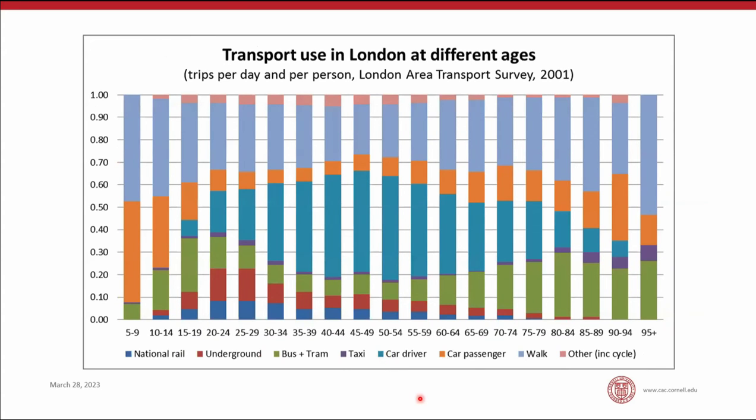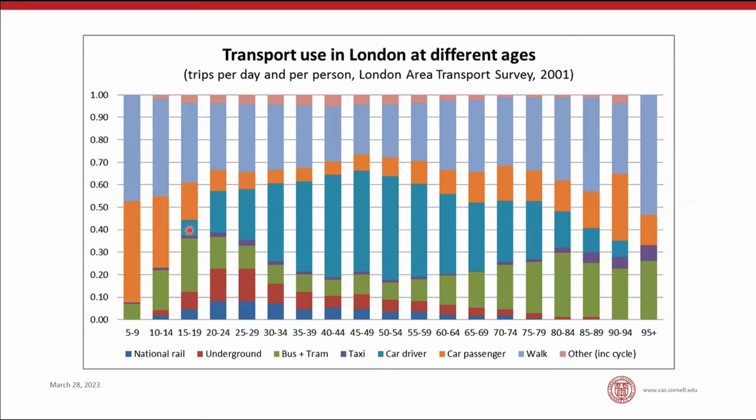This is a nice real world example. I can't get into it as much as I'd like, but this is a survey in Britain of what kind of transportation people use at different ages of their lives. So down here, when the children are between 5 and 9, they spend most of their time riding in cars or walking.